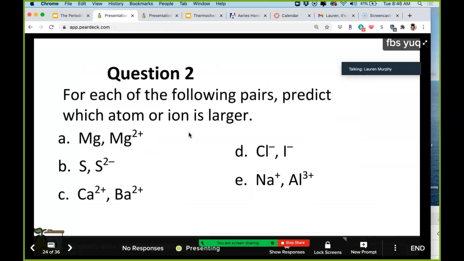I want you to take a minute, and I'm gonna pause this. I'll start back up. I would like you to do A, B, C, and D. We're gonna go over E together. All right.